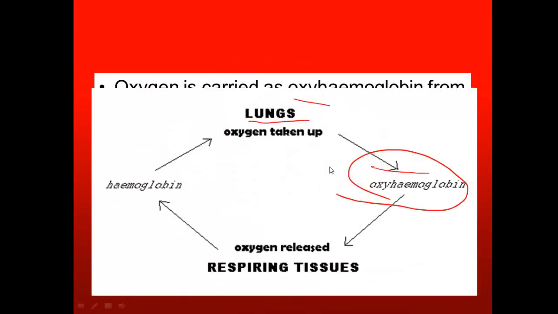Let's have a look at that. Well, we've got the lungs taking up the oxygen, we've got oxyhemoglobin here, and then as that oxyhemoglobin travels to the respiring tissues, it dumps its oxygen. It then becomes hemoglobin, and it goes back to the lungs to pick up more oxygen.